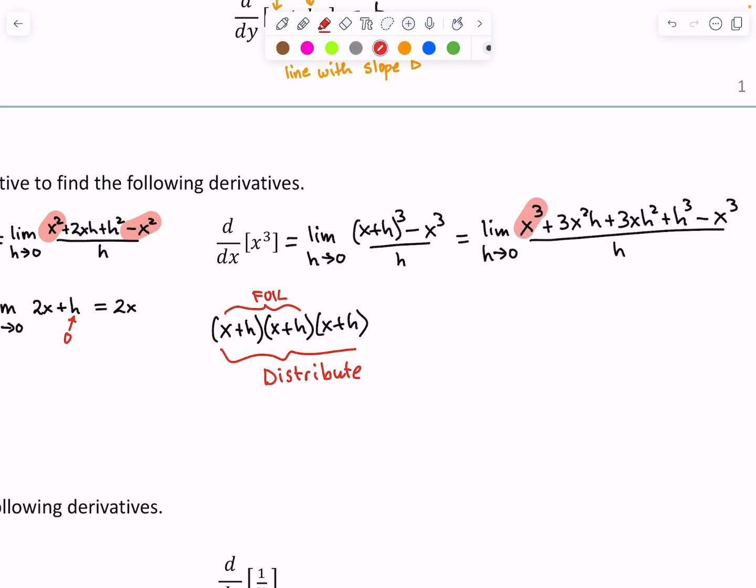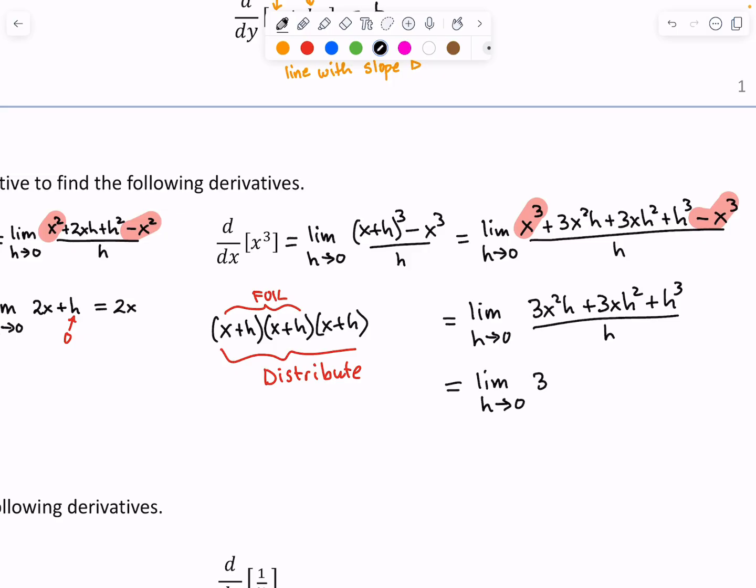Right, notice x cubed and negative x cubed cancel. So you have 3x squared h plus 3xh squared plus h cubed all over an h. Notice we have h's in all 3 terms now. We can factor an h out. So factor an h out and simplify with the denominator.